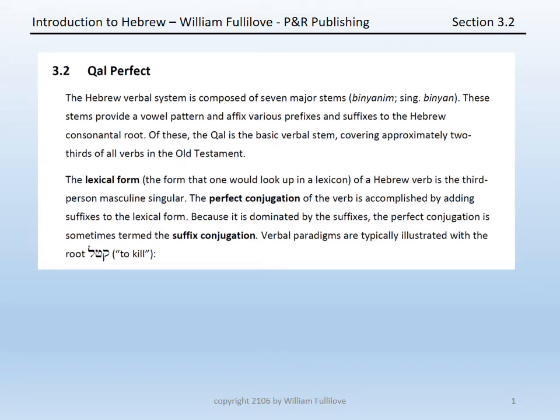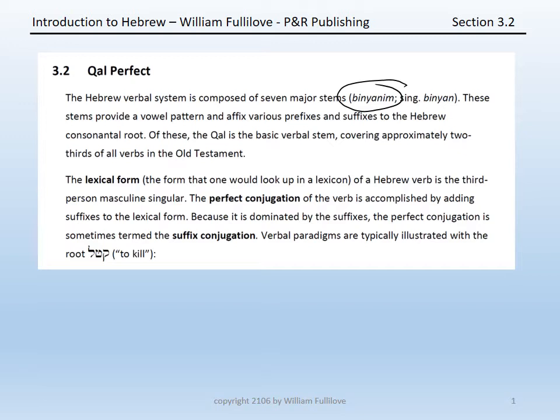In the end, we will learn 7 major verbal stems in Hebrew. These are called binyanim. You can see that the im is the im you already know from the masculine plural. The singular of a verbal stem then is a binyan. These stems all provide a certain vowel pattern and then add various prefixes, letters that come before, or suffixes, letters that come after, to the Hebrew root.